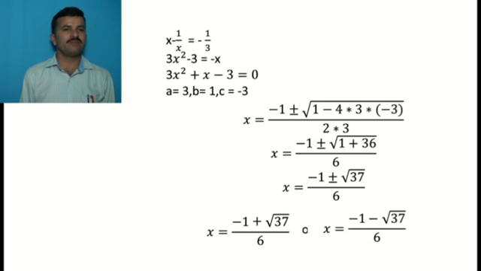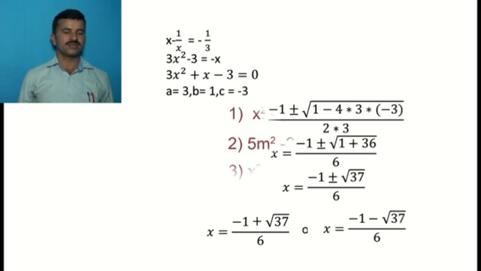Square root of 37 is not a pure square, but you cannot convert it into a mixed surd. Therefore the answer of this example: the roots are x is equal to minus 1 plus or minus square root of 37 divided by 6. Therefore the answer is x is equal to minus 1 plus square root of 37 divided by 6, or x is equal to minus 1 minus square root of 37 divided by 6. That means in this example it has four roots. Normally a quadratic equation has only 2 roots, but this equation has 4 roots.